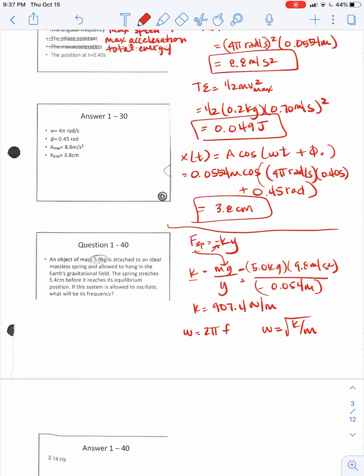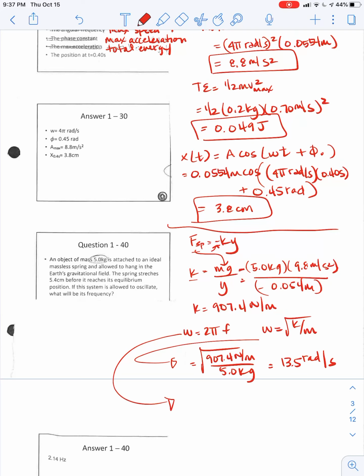So if we do that, then we end up having the square root of 907.4 divided by 5 kilograms. So that ends up giving us an angular velocity of 13.5 radians per second.